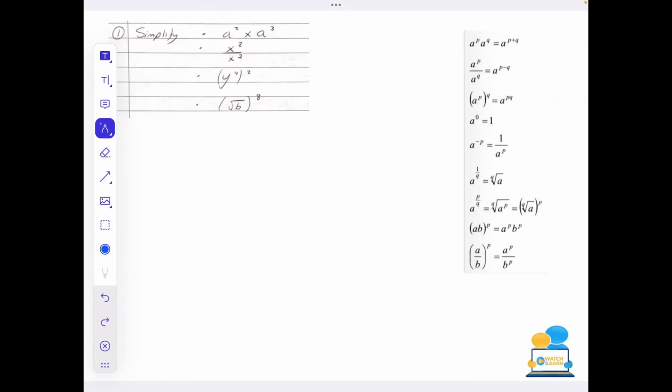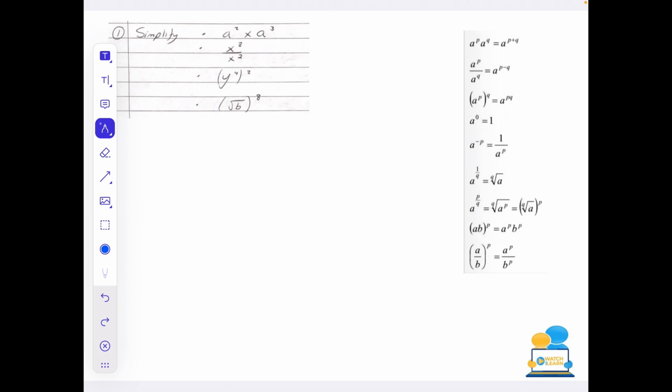Okay, so what we're going to do now is get straight into a few questions. As you can see here on the right hand side, I have just cut the rules that are relevant to the ordinary level course. Now, the question on the left hand side says simplify. If something says simplify, it just means basically make it look nicer. So if we are simplifying, we see we have powers. If we have powers, we're going to use our laws of indices.